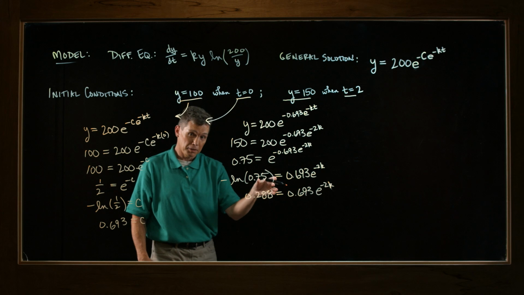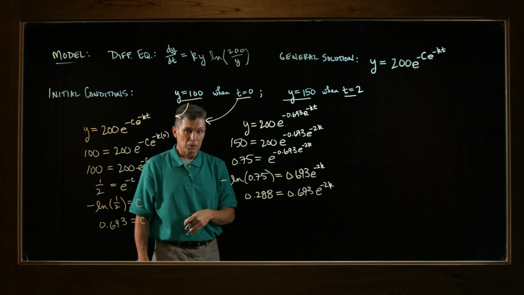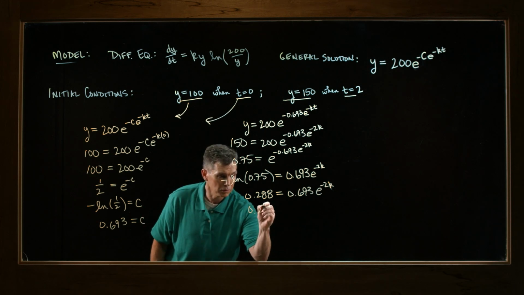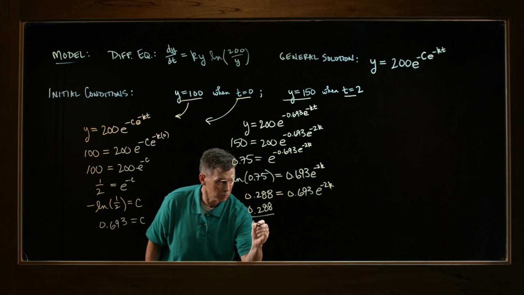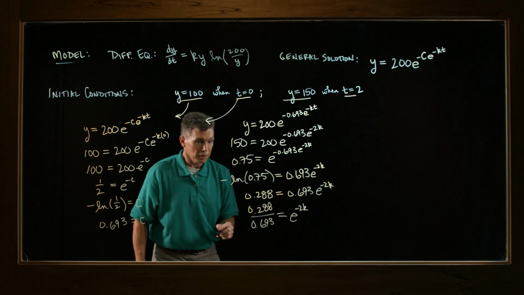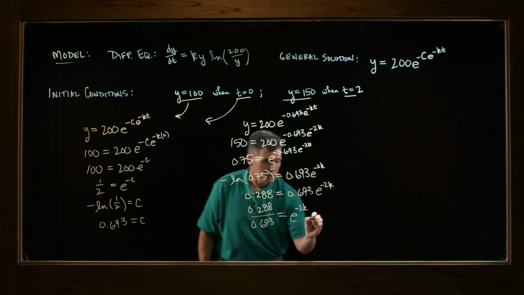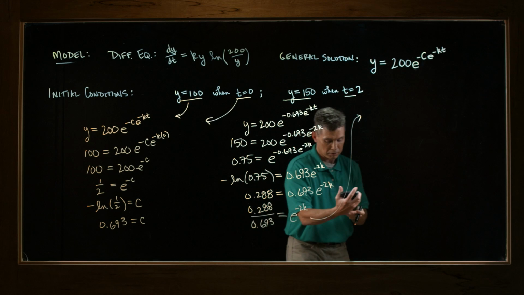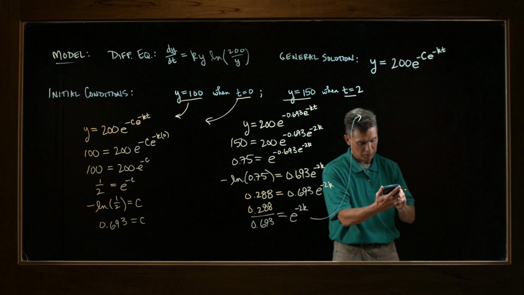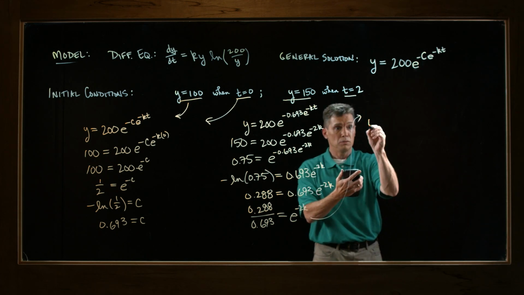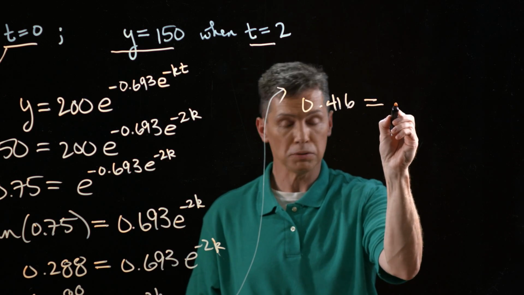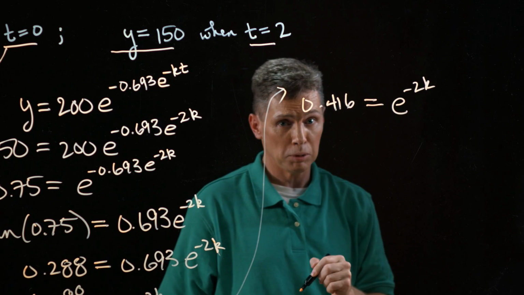Trying to solve for k, it's in an exponent still, so we'll use our logarithms again. Before I do that, I'll divide over that 0.693 to make it cleaner. 0.288 divided by 0.693 equals e raised to the negative 2k. Almost there. I'll do that division on my calculator. 0.288 divided by 0.693 is 0.416, which equals e raised to the minus 2k power.